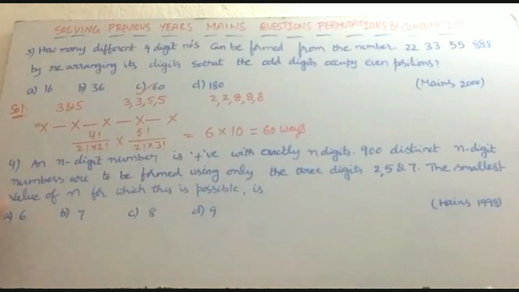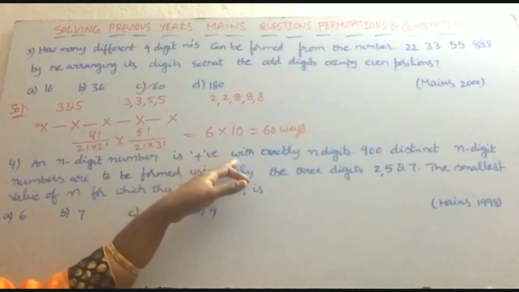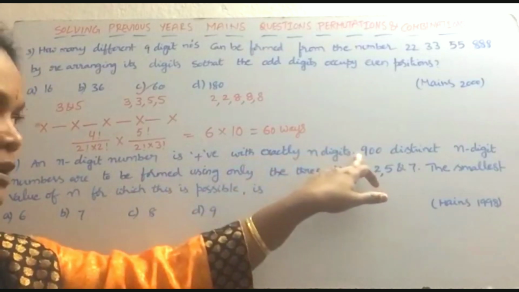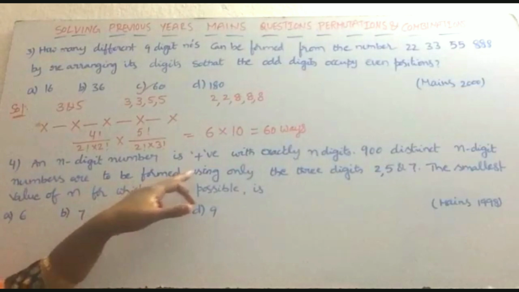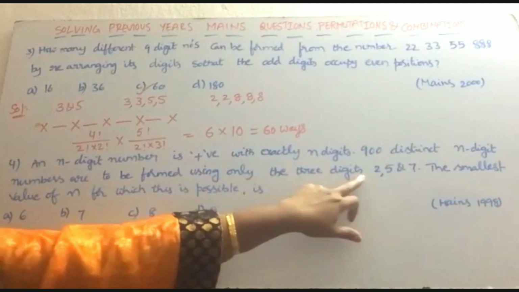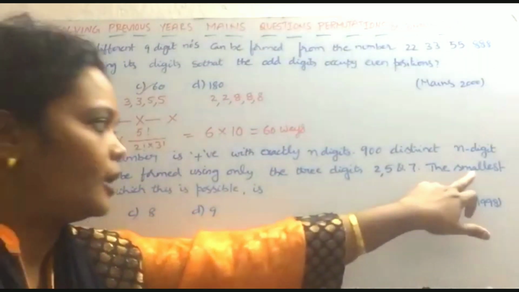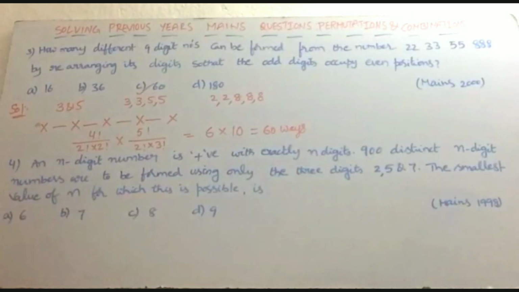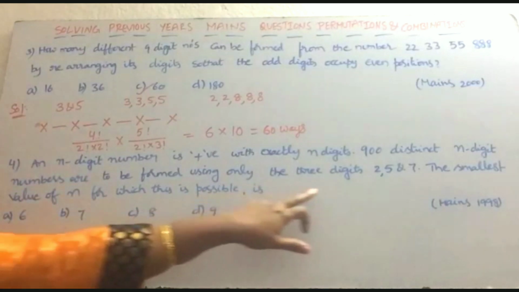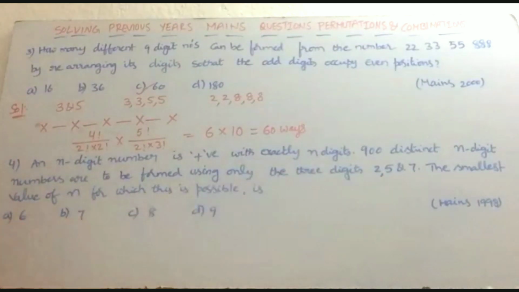And the next problem: an n-digit number is a positive number with exactly n digits. 900 distinct n-digit numbers are to be formed using only the 3 digits 2, 5 and 7. The smallest value of n for which this is possible is. So here they gave only 3 digits 2, 5 and 7.